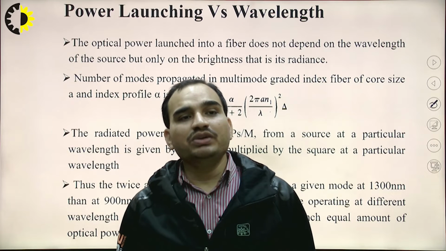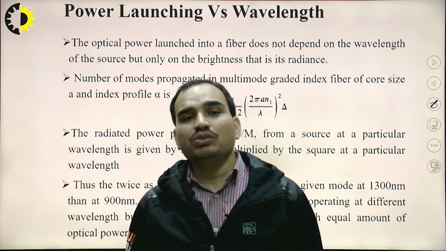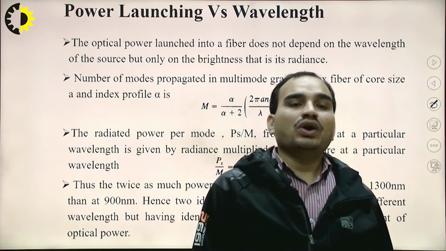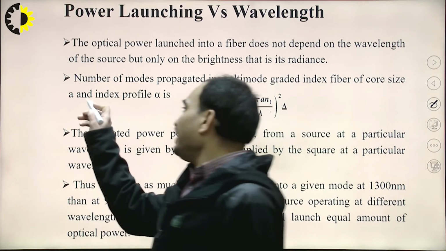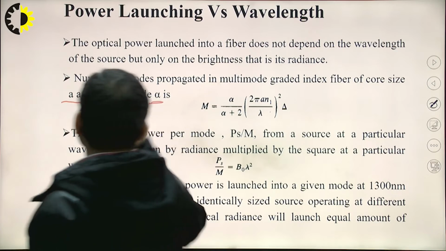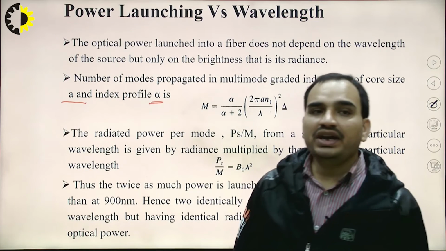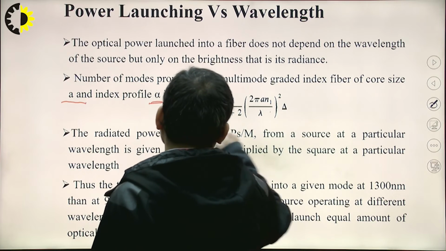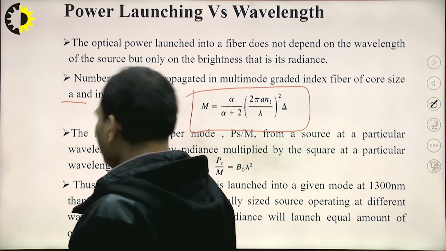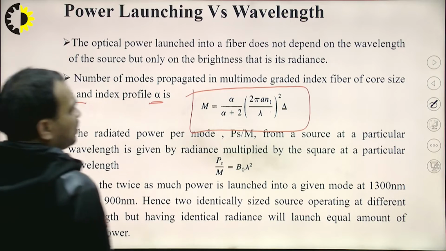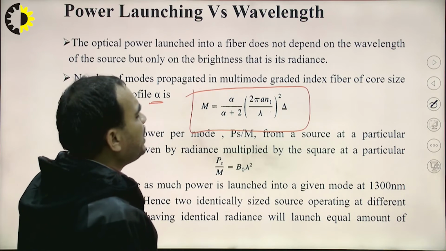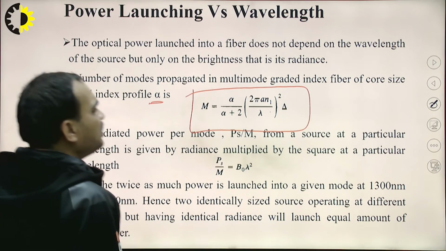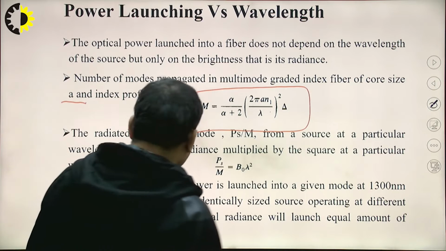The number of modes propagated in a multimode graded index fiber of core size a and index profile alpha is given by M equals alpha by alpha plus 2 times (2 pi a n1 by lambda) whole square delta.